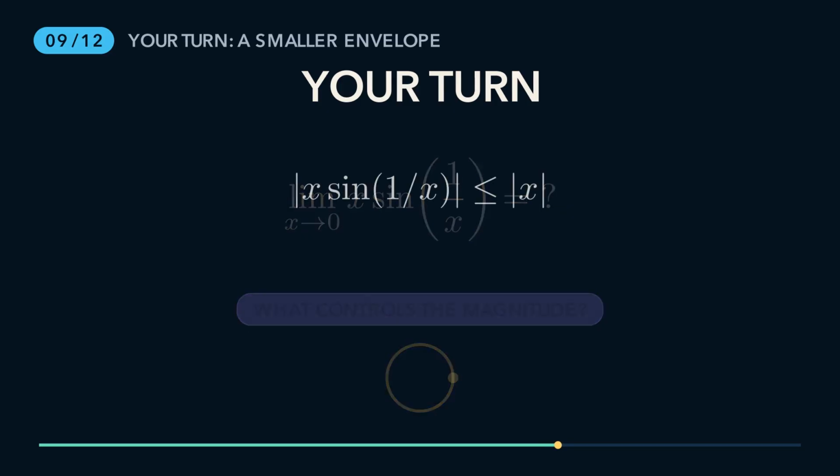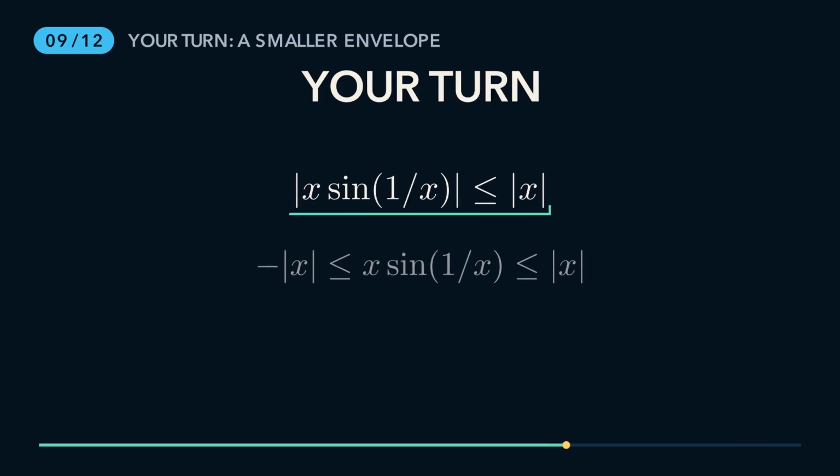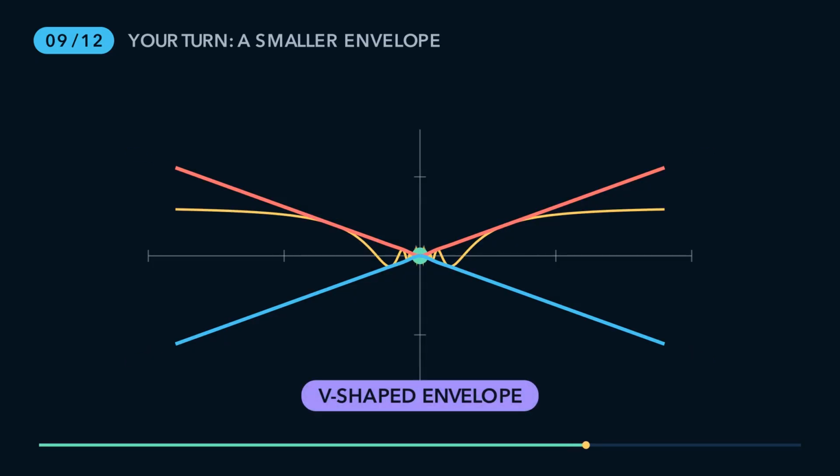Since the sign factor never has magnitude above 1, the product's magnitude is at most the magnitude of x. That statement creates a lower wall at negative absolute x and an upper wall at positive absolute x. Both walls approach 0 as x approaches 0. So the middle product is squeezed to 0 as well. The envelope is now a sharp V rather than a pair of parabolas.